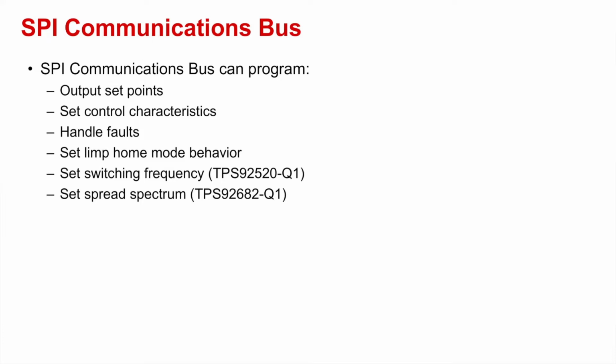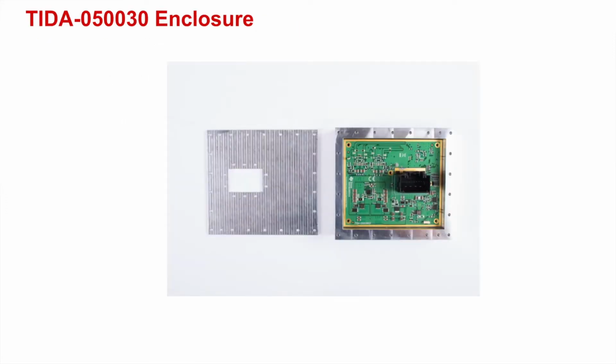Both the TPS92682 and the TPS92520 share a common SPI communications bus, which is used to program output set points, set control characteristics, handle faults, set limp home mode behavior, set switching frequencies in the buck, and spectrum properties in the boost. This design also includes a full mechanical metal enclosure to improve the thermal performance of the design.